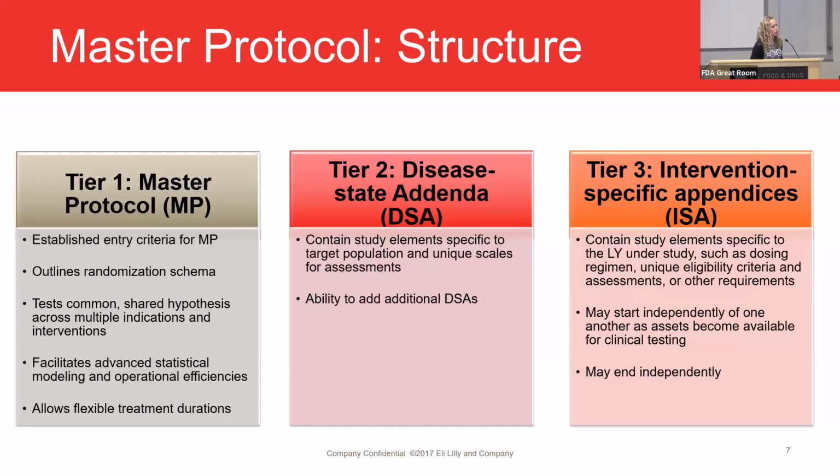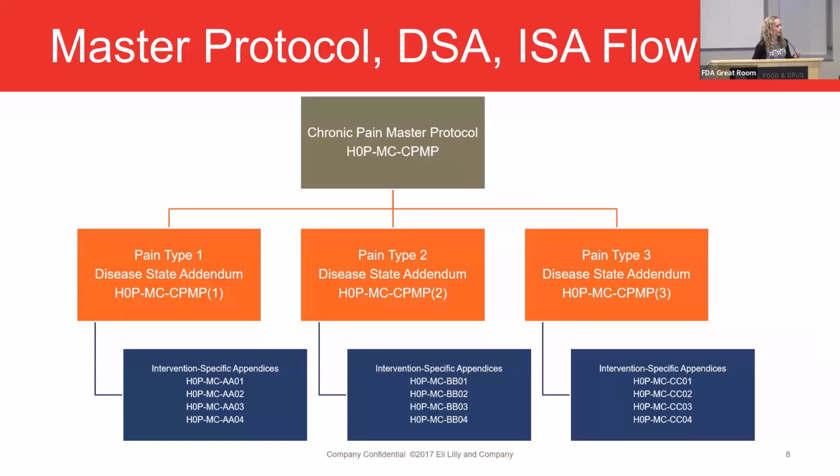And then this just shows the flow of how we named things: this chronic pain master protocol, the three disease state addenda, and then we can add pain types. So it is flexible to allow for additional pain types to come in if we decide to do that. And then again, the intervention-specific elements.